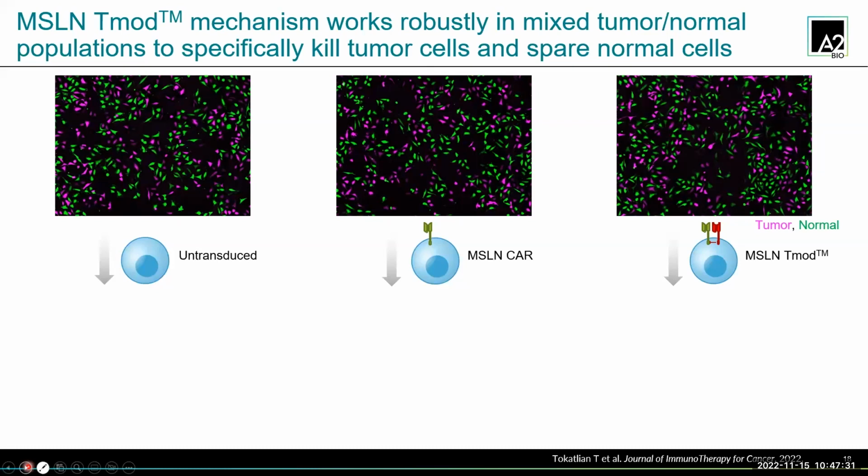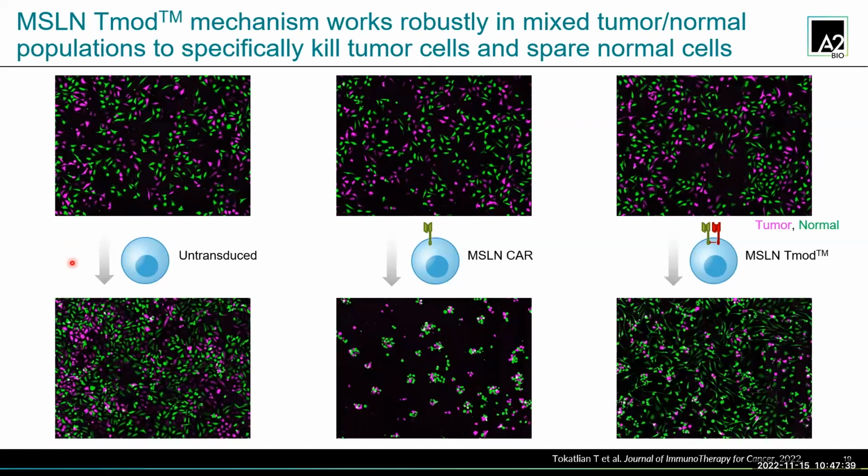And here the tumor targets are shown in magenta and normal are shown in green. And what you can see is that while untransduced cells have no effect on the co-culture, this is after 48 hours now, on the bottom panel, mesothelin CAR kills both tumor and normal cells indistinguishably, as they should, because both express mesothelin, whereas mesothelin TMOD only kills tumor targets, shown in magenta again, while sparing normal cells shown in green.